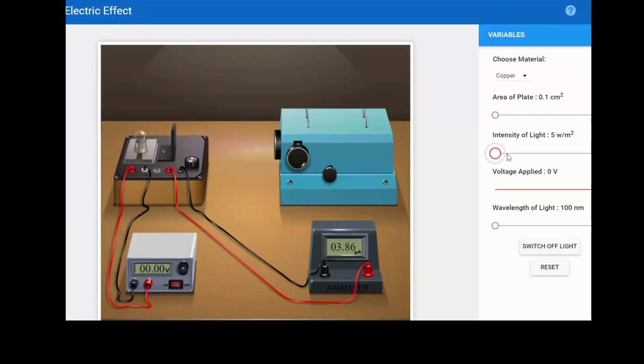But now as I increase the intensity, meaning the number of photons increases, more electrons will be ejected. So more electrons are reaching the cathode, which means you will have more current. But you will see your stopping potential does not depend upon the intensity. As you increase the voltage, it becomes 0 at the same stopping potential. Now you can see that this stopping potential does not depend upon the intensity of light.